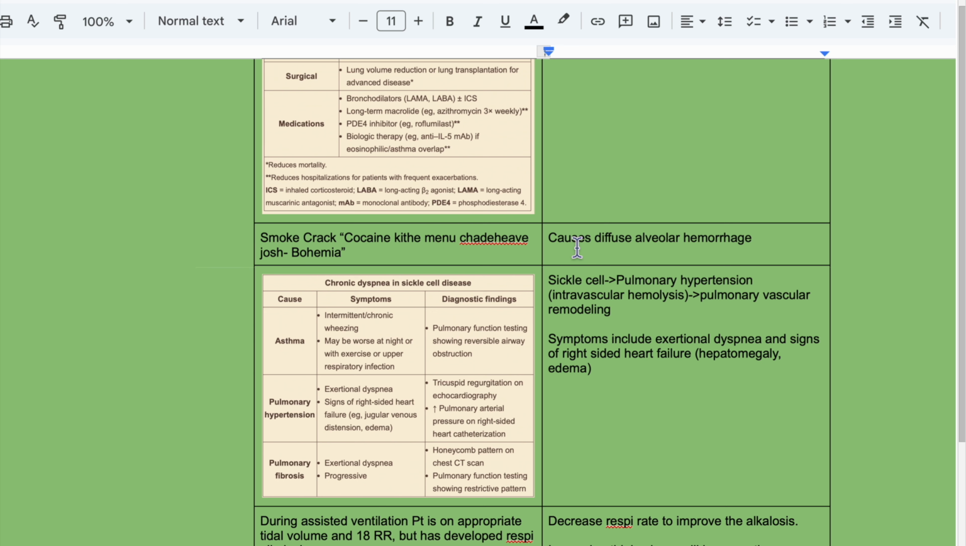Okay, so what causes diffuse alveolar hemorrhage?